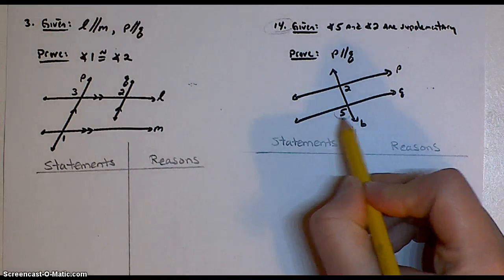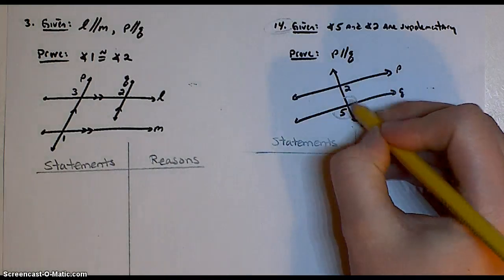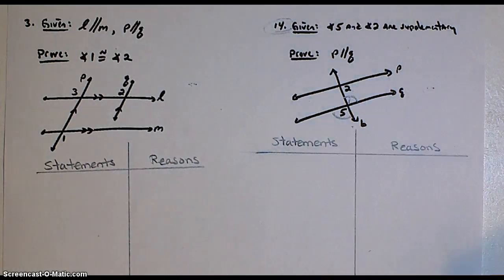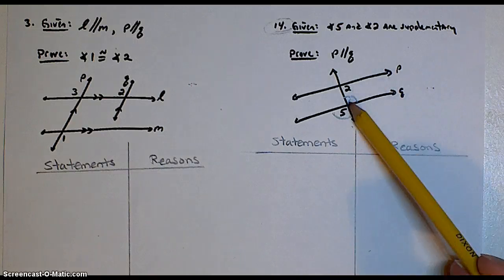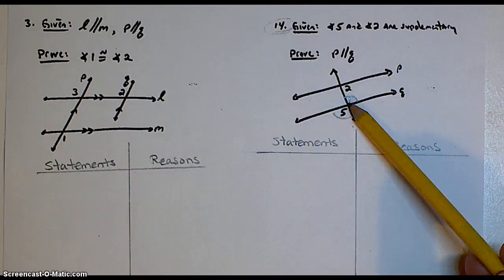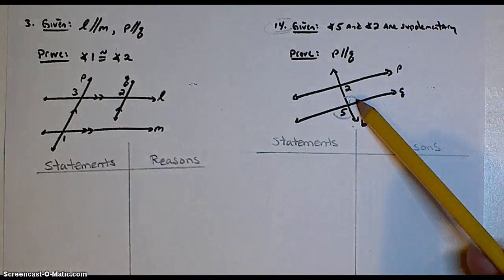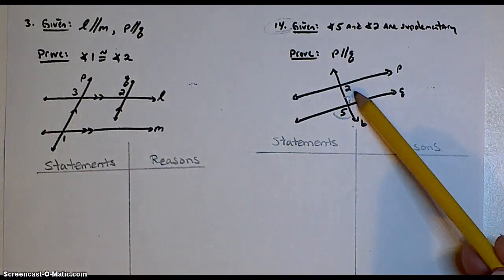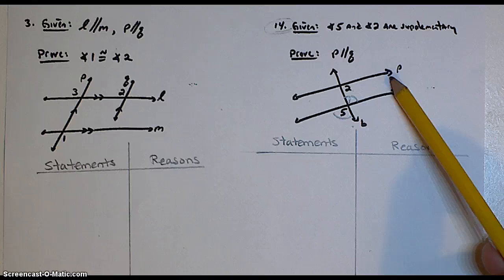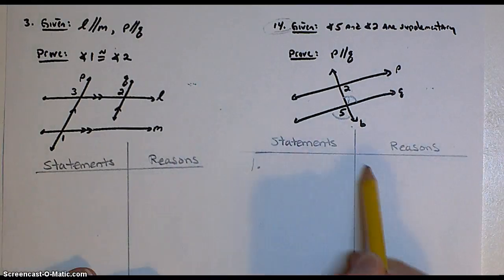Well, 5 has a vertical angle. I'll name that one angle 1. So 5 and 1 are vertical. That means they're the same. Then I can see 1 and 2 should be supplementary. Well, that makes sense because 5 and 2 are supplementary. 5 and 1 are the same. So if I could show that 2 and 1 are supplementary, then I can say, well, these lines have to be parallel then. So my game plan is good to go.